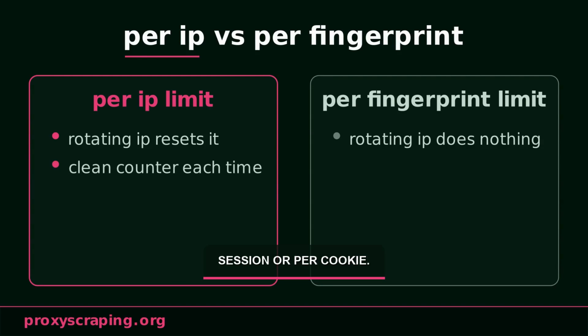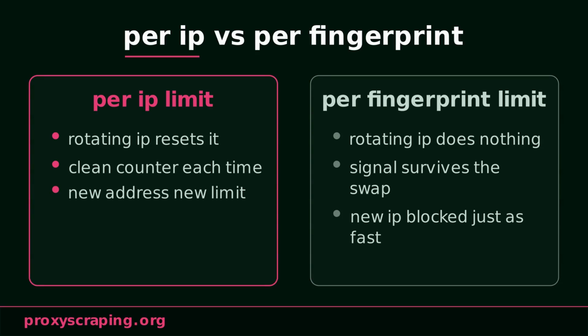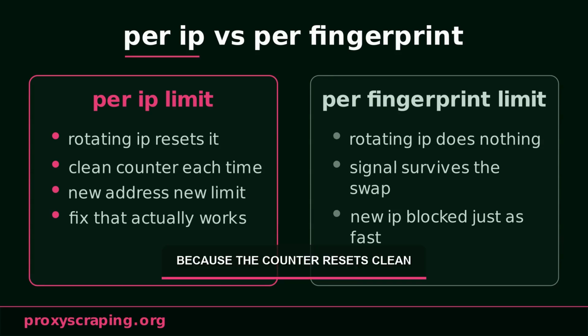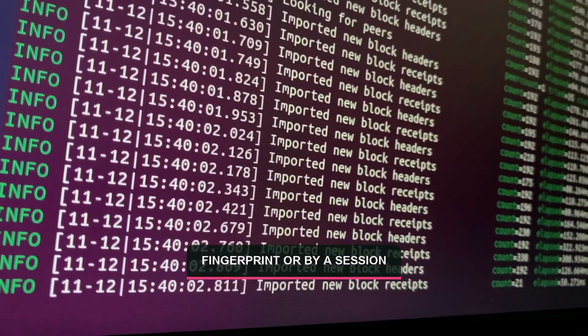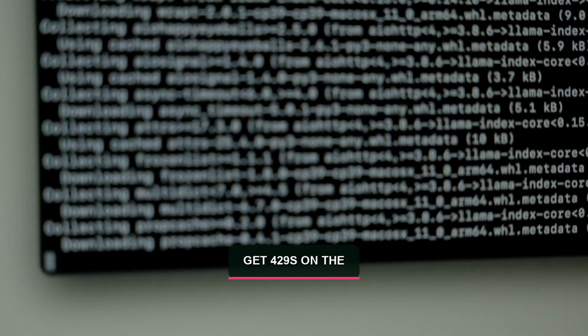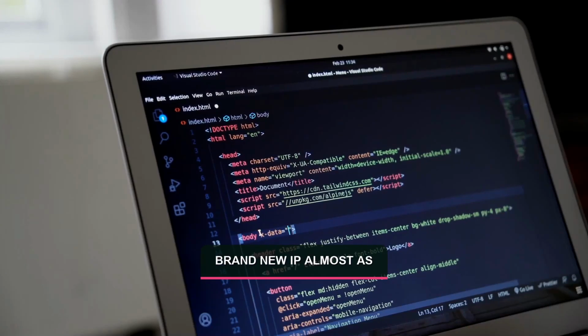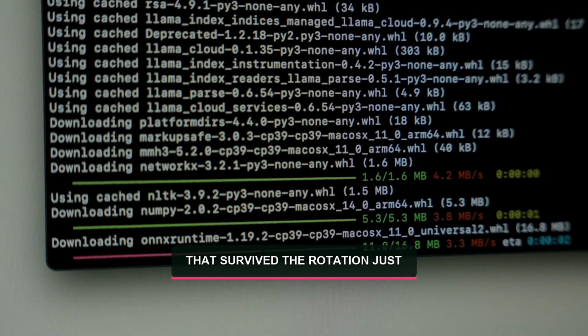It might be counting per session or per cookie. It might be counting per account if you're authenticated. Or it might be tracking a device fingerprint that follows you across IP addresses, which is a much harder thing to shake by just swapping proxies. If the limit really is tracked per IP, rotating genuinely fixes it, because the counter resets clean on a fresh address. But if it's tracked by fingerprint or by a session cookie, rotating the IP does nothing at all, and you get 429s on the brand new IP almost as fast as you did on the old one, because the server is following a signal that survived the rotation just fine.